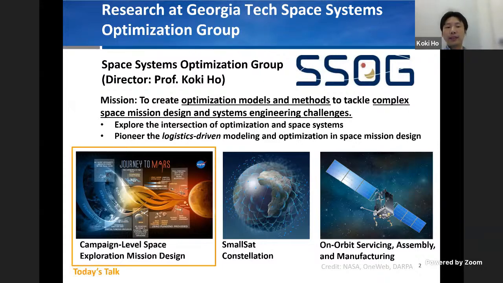So today, given the topic of this particular talk, I will be talking about campaign-level space exploration mission design in the cislunar space, and also beyond, for example, for Mars exploration. But I'm happy to also discuss the other two topics if there's any interest in the Q&A session, or maybe at another opportunity.